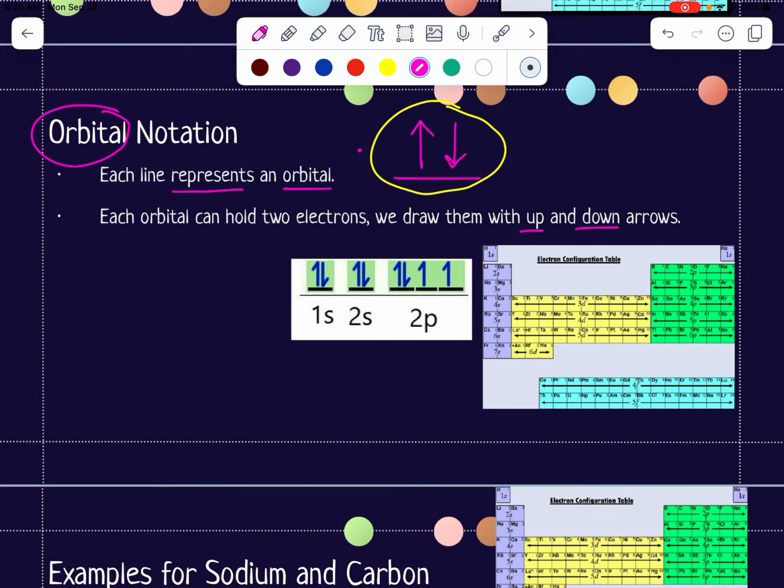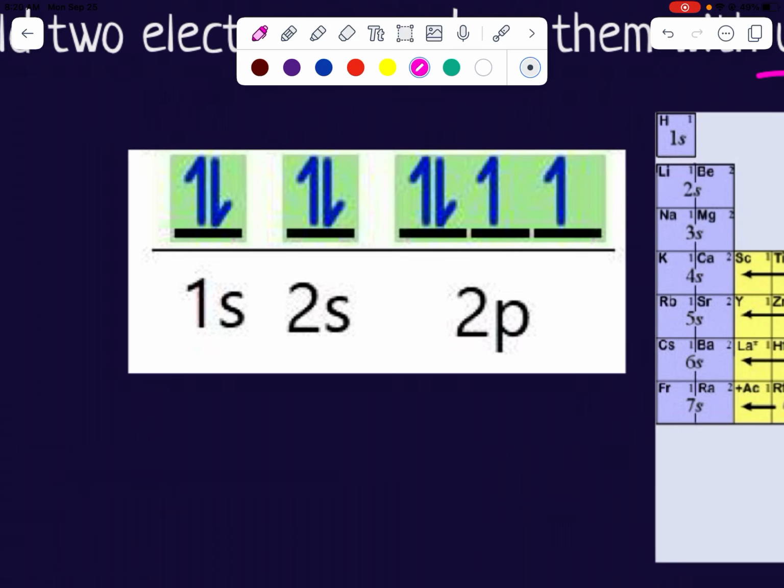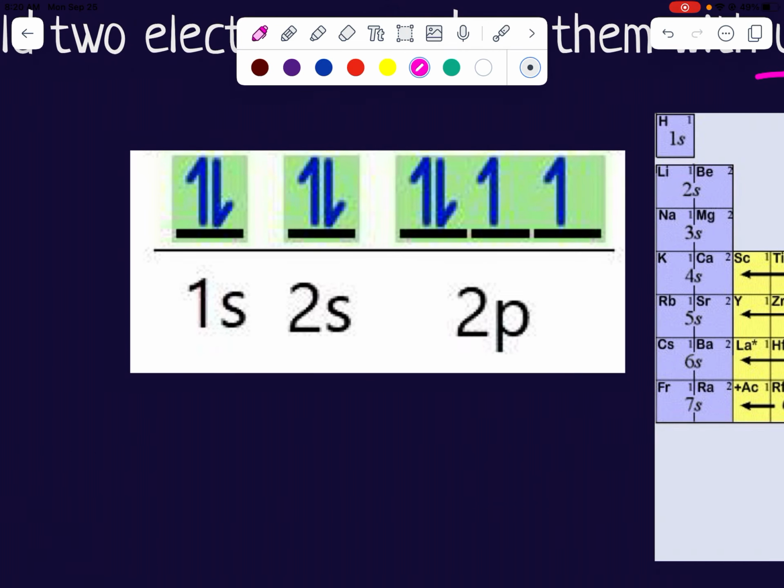Now, like I said earlier, we often do lazy arrows, and so you can draw a little half arrow, and that means the same thing. So let's take a look at this example right here.